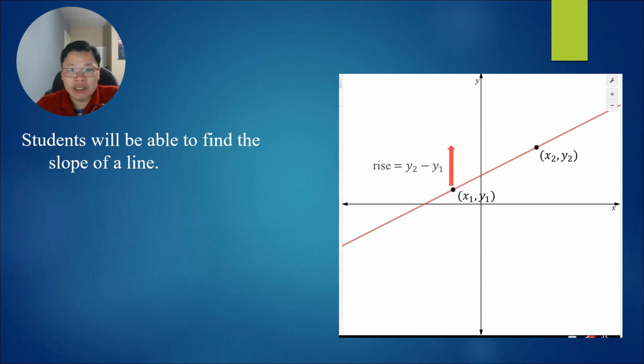Now this transition is going to tell us when we're going up, we call it rise. We're going to the right, we move from left to right horizontally, we call it run. We always use x2 subtract x1. By getting rise over run, we set it up this way, and we will find the slope. Let's go to the next slide.